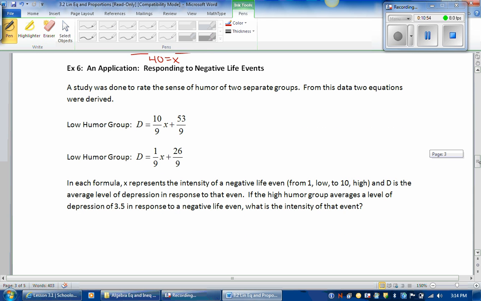All right, so let's take a look at an application problem now. Responding to negative life events. So a study was done to rate the sense of humor of 2 separate groups. From this data, 2 equations were derived. We've got low humor group, which is D equals 10 ninths x plus 53 ninths. And low humor group, D equals 1 ninth x plus 26 ninths. This should be high humor group. I apologize. Let's fix that.